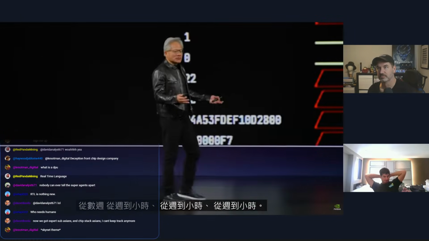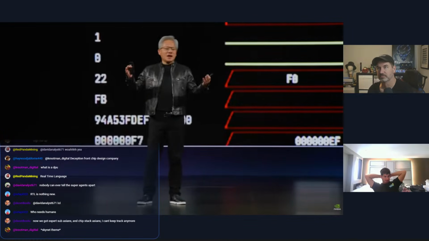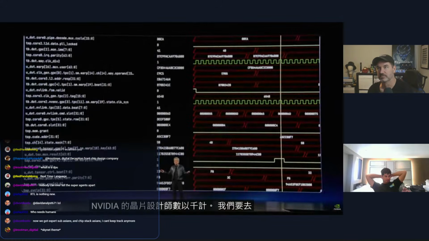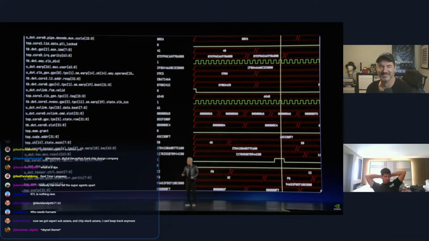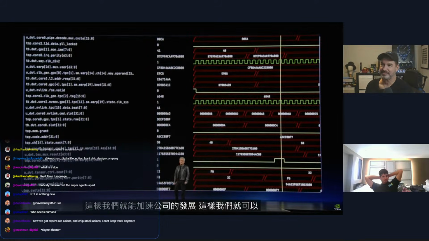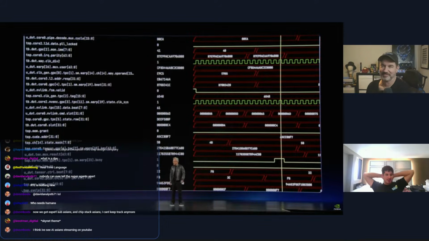NVIDIA has thousands of chip designers. We are going to hire hundreds of thousands of Cadence super agents that work with us, so that we can accelerate our company, be even more ambitious, create even more amazing things, and run even faster.